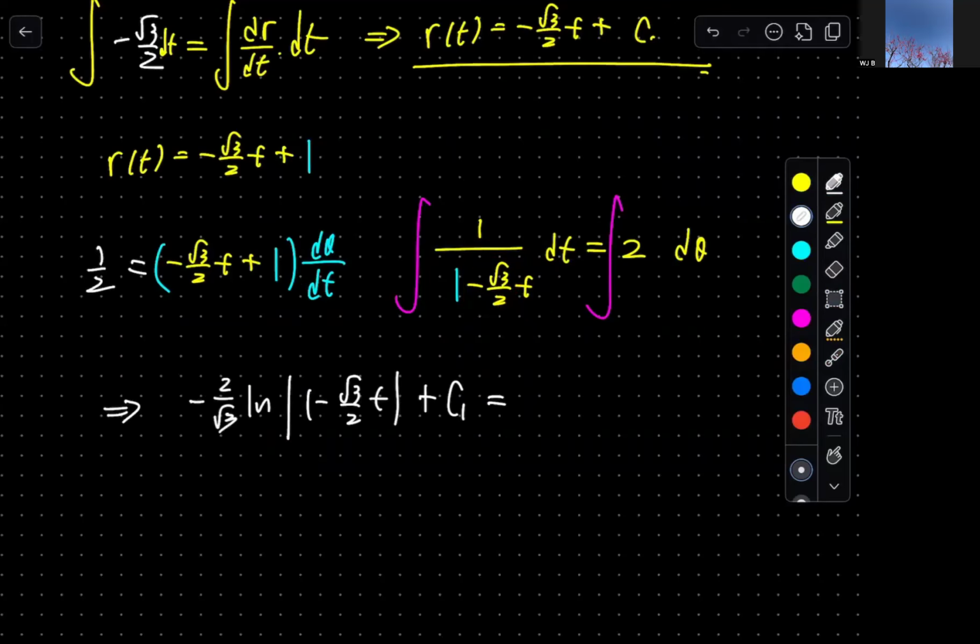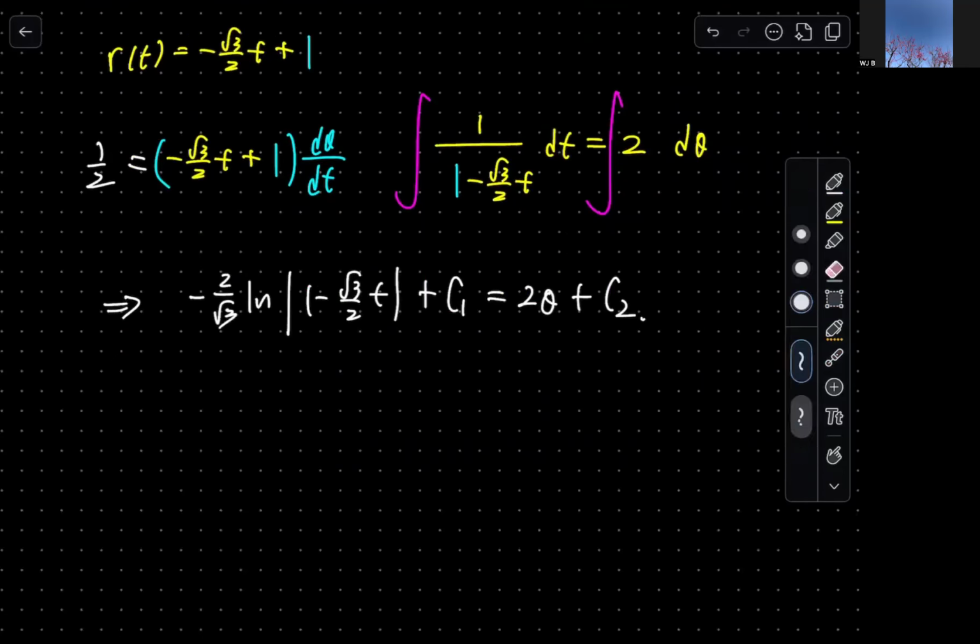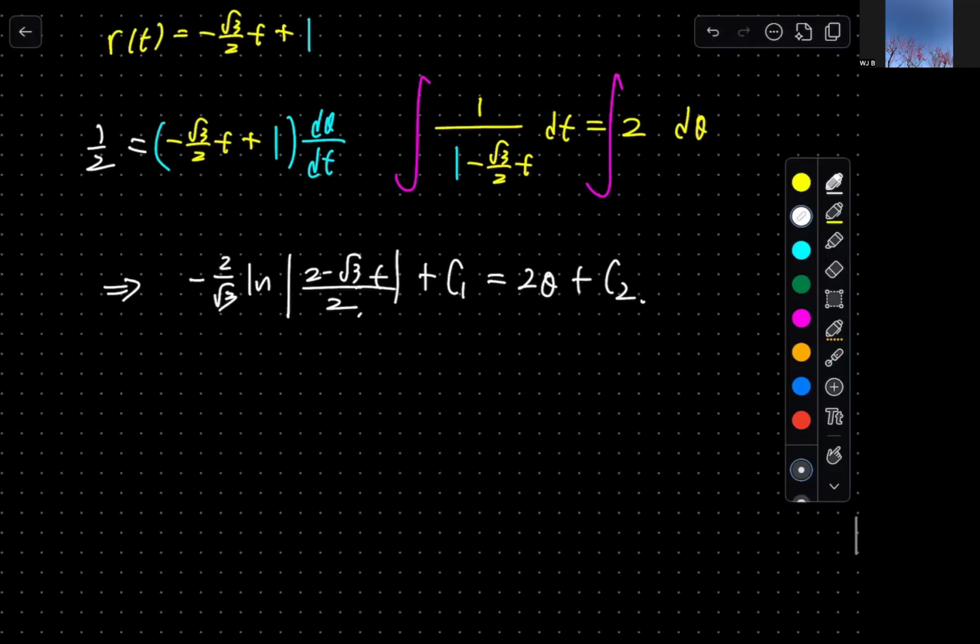And then on the right-hand side, it's going to be 2 theta plus c2. If I put it into a common denominator inside, that would be 2 minus root 3 over 2. But I would combine the constants all together, so maybe I would put the c2 on the left-hand side. It's going to be added together, and it's going to give you another constant. That's okay.